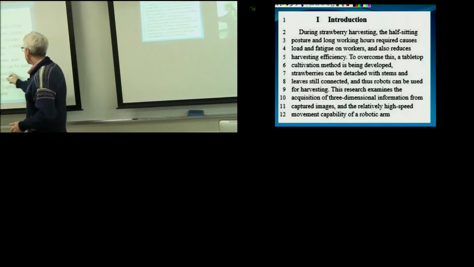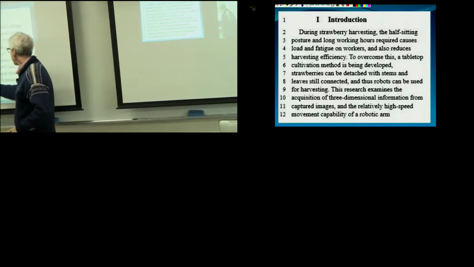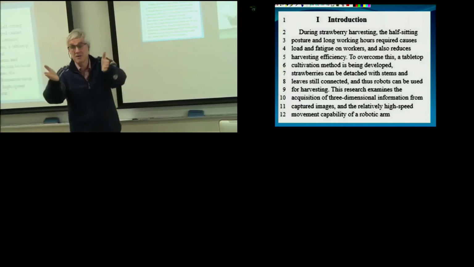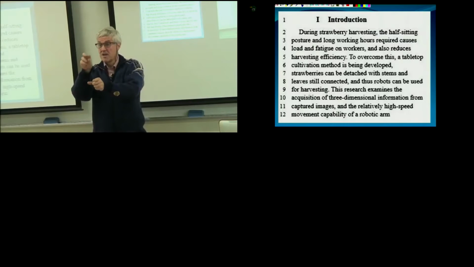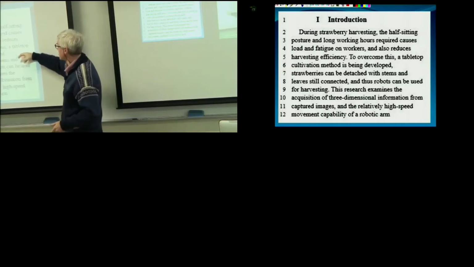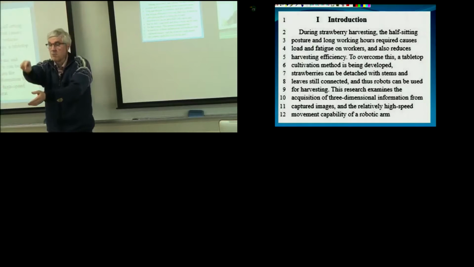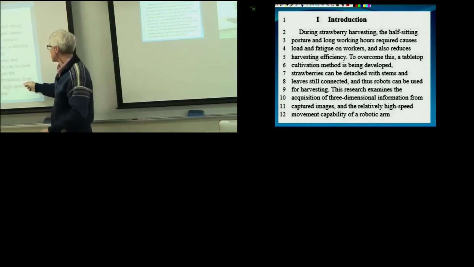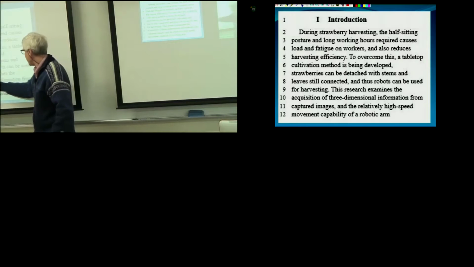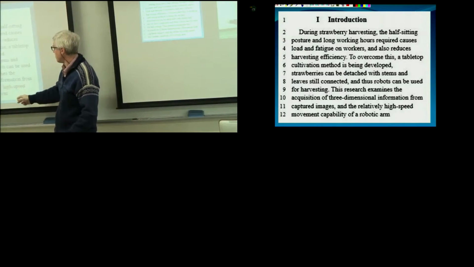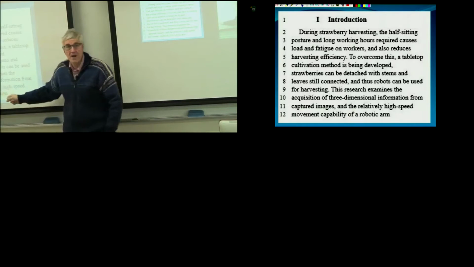This research examines the acquisition of three-dimensional information from captured images. So now they're going into the robot needing to be able to detect where the strawberries are. And so in this research, they've examined why this is important. Now they're getting into the details of how they're going to do it. Three-dimensional information from captured images and the relatively high-speed movement capability of a robotic arm were examined.